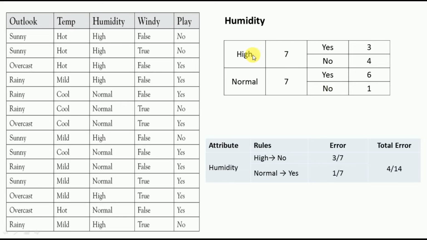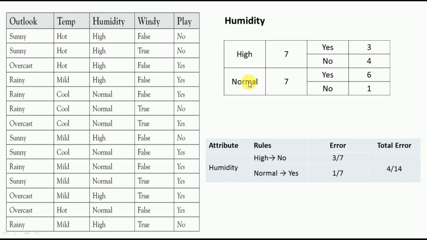So what is the rule for the first one? It should be high is equivalent to no, because I will get 4 correct decisions and 3 incorrect decisions. So definitely I should write high is equivalent to no. In that case, what will be the error? The error value will be 3 by 7, that is 3 divided by 7.